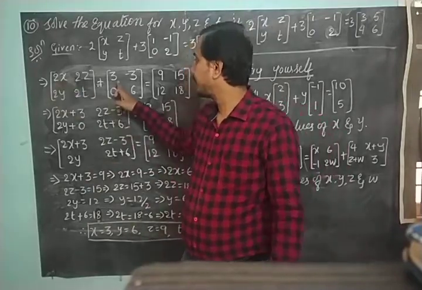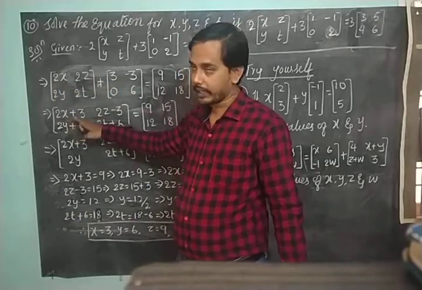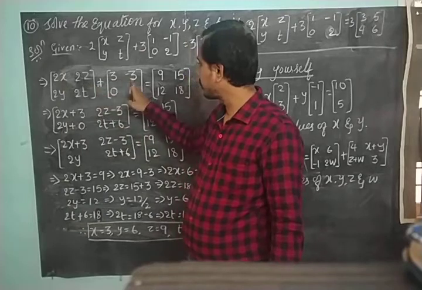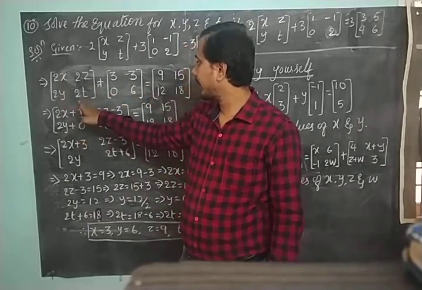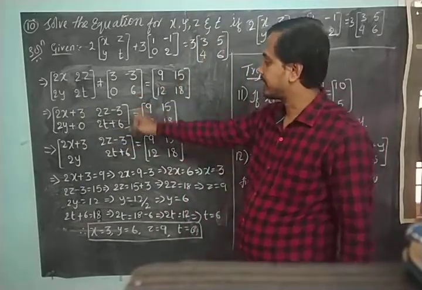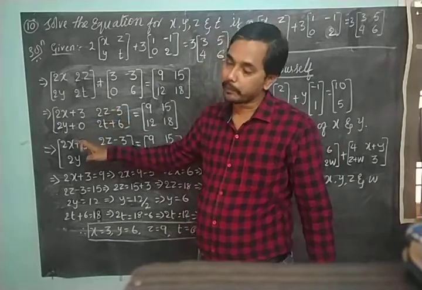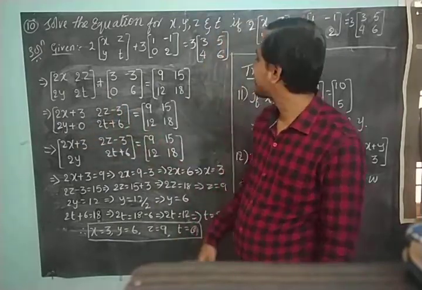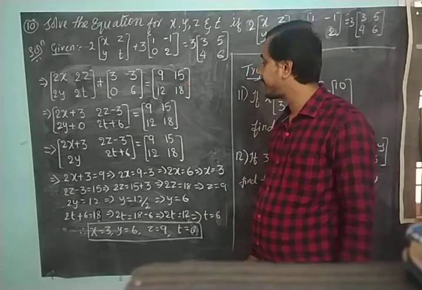2x, corresponding element is 3. 2x plus 3, write it as it is, 2x plus 3. This will be 2z minus 3. This will be 2y plus 0. And this will be 2t plus 6. So addition of two matrices will give me 2x plus 3, 2z minus 3, 2y plus 0 and 2t plus 6. And that will be equal to this same matrix 9, 15, 12 and 18.